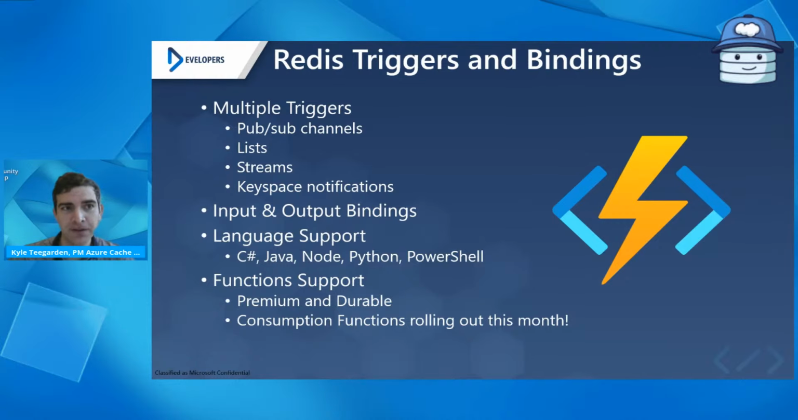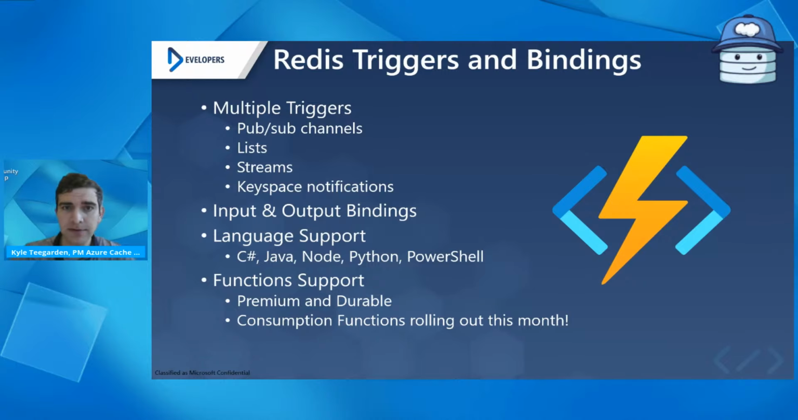It's very useful. And then we also have input and output bindings now. This is new as of a couple months ago, but basically bindings are a way to make it much easier to take data in and out of a cache. So it simplifies that whole process. And like other functions, we have support for a variety of popular languages and documentation around that. We have support for premium and durable functions right now, and we're rolling out support for consumption functions.